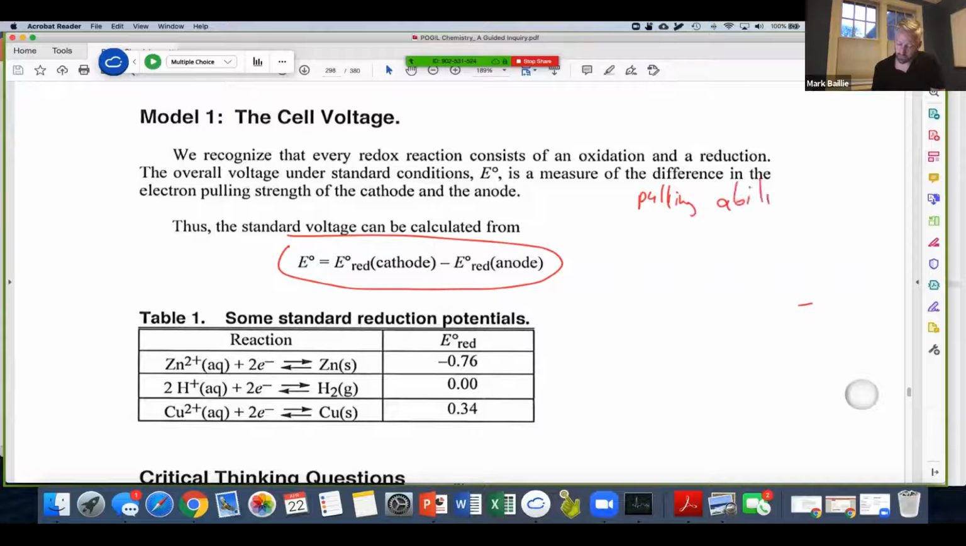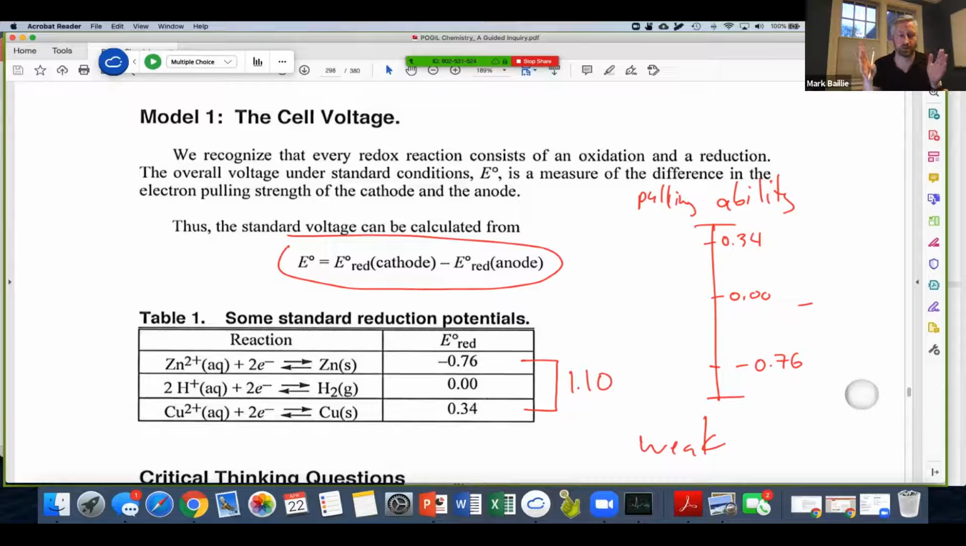pulling ability for electrons, something with really weak, I want you to think about this as a number line. So we can have plus 0.34, we can have 0.0, and we can have negative 0.76. The further apart those things are from each other, the bigger the difference is in their ability to pull, the bigger the voltage is going to be. So if we compare these two to each other, which we've already done, we know that the voltage is 1.10. That's just how far apart they are.